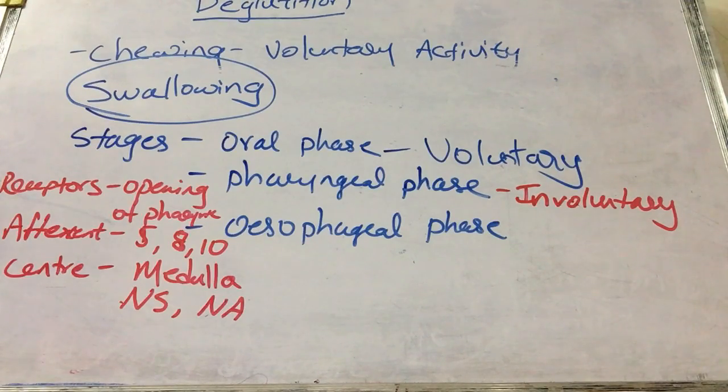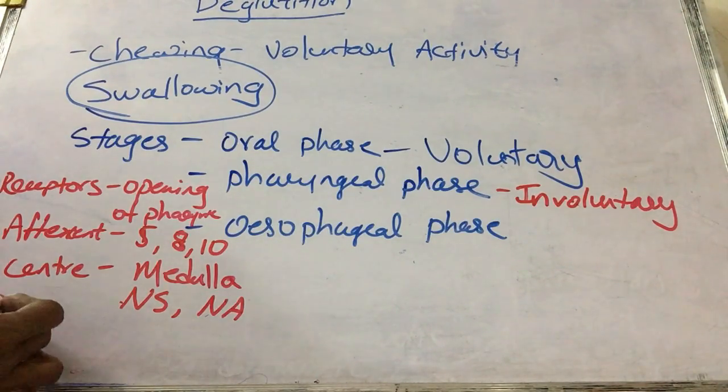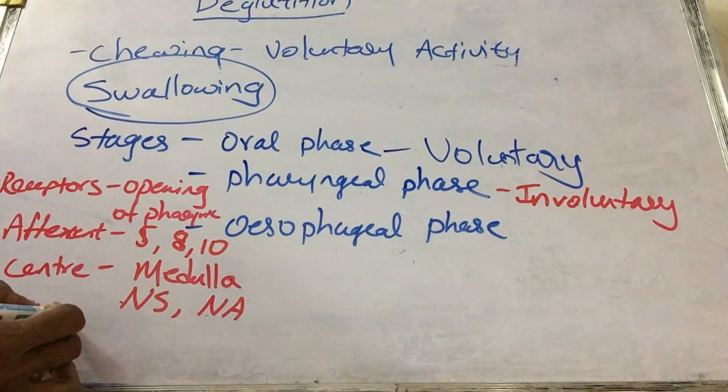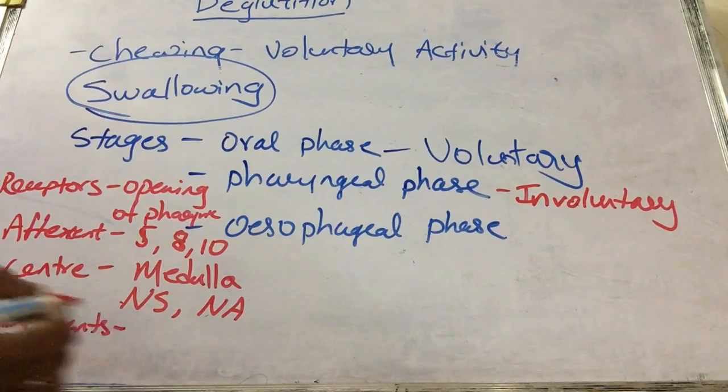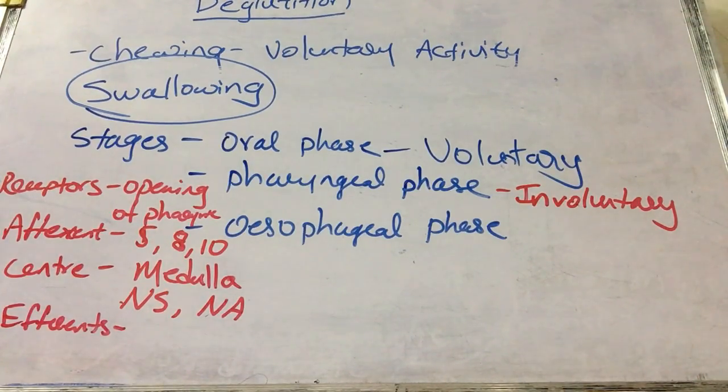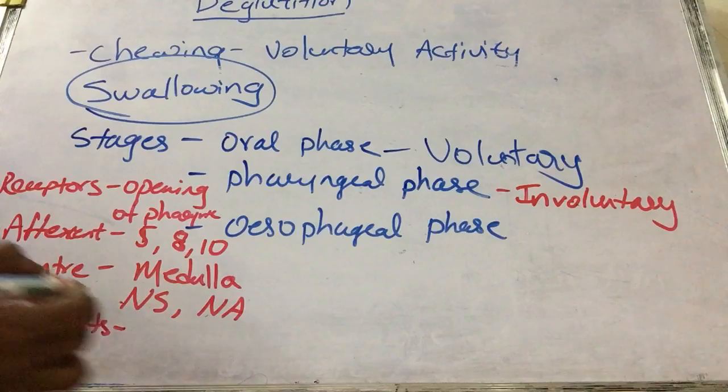And the efferents are the muscles of the pharynx that are innervated by the trigeminal nerve, glossopharyngeal nerve, vagus and the hypoglossal nerves. So, the efferents are the muscles of the pharynx.